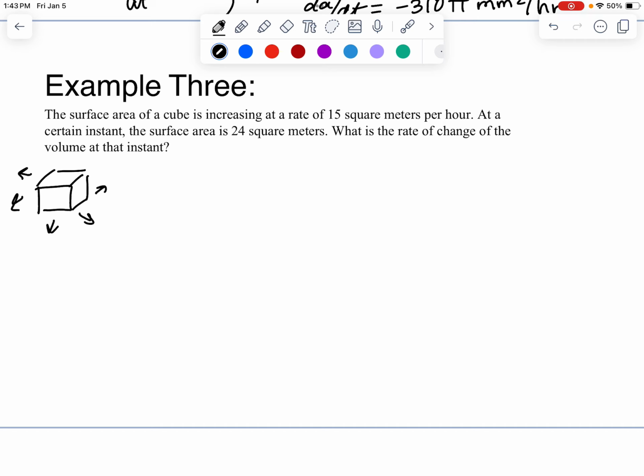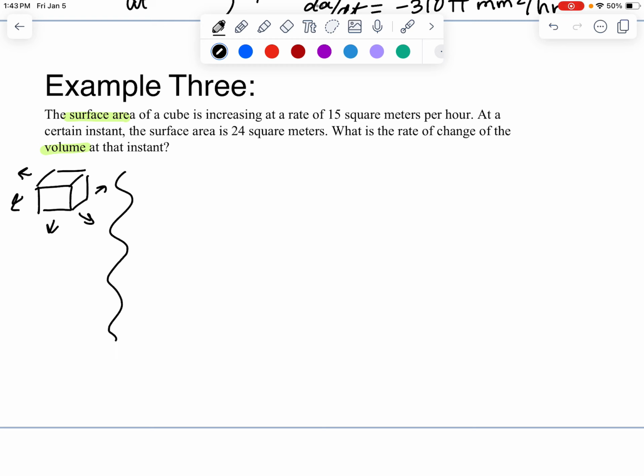I don't know if you maybe think about why this one is weird. It looks fine right off the bat, but if you really think about it, it's kind of strange, because it includes surface area and volume. We're going to get to that in a second, but let's just write out what we know.